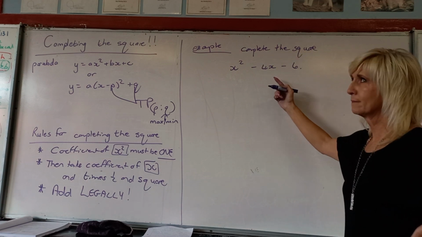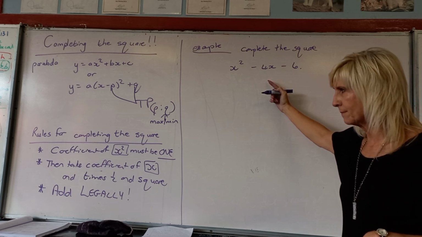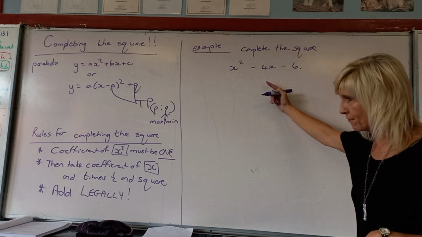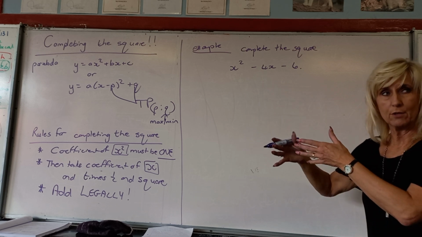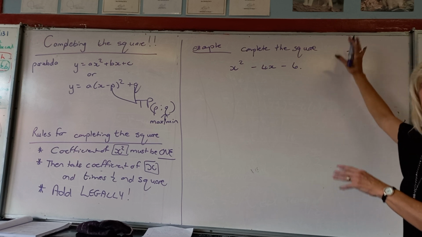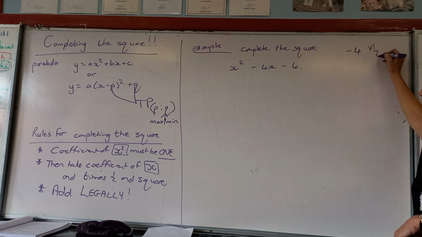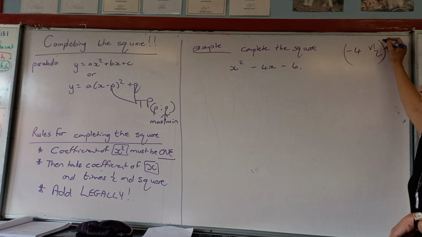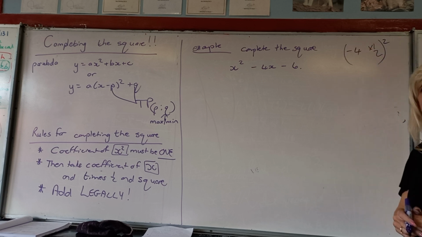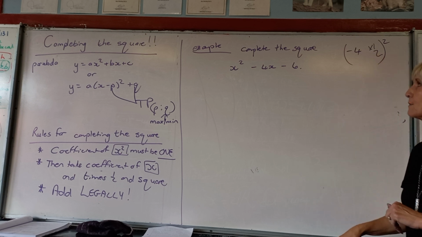Negative 4. And what do we do with it? Times it by a half and square it. So this is learning. You've got to know this. So we take that minus 4. It's like James Bond here on the side in your pencil. You take that minus 4, you times it with a half, and you square it. What's this answer, please, on a calculator? Or without a calculator? It's 4.